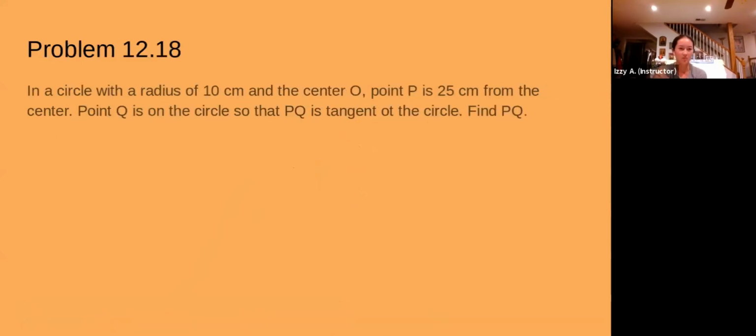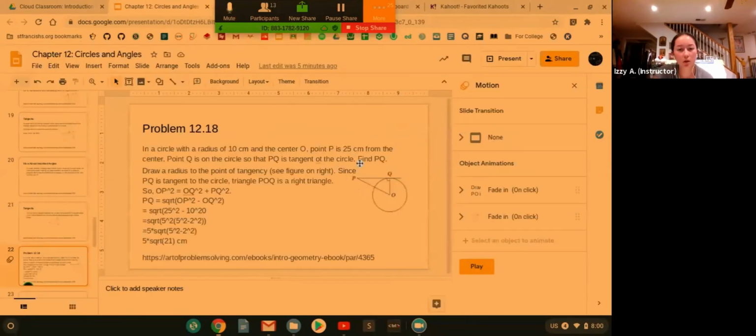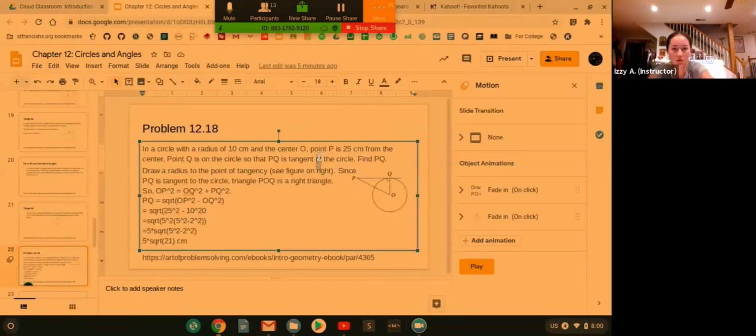Okay. So next we have problem 12.18. In a circle with a radius of 10 centimeters and the center O, point P is 25 centimeters from the center. Point Q is on the circle so that PQ is tangent to the circle. It should say 2. Find PQ. And there's an image that goes along with it.